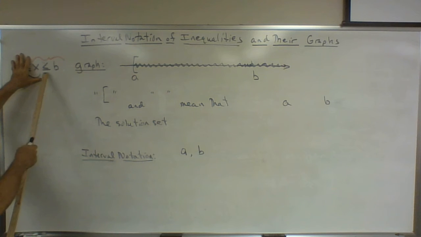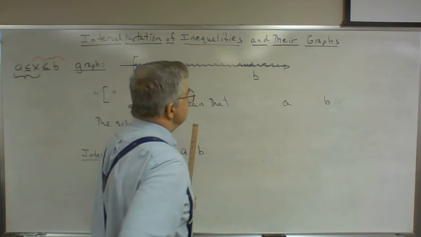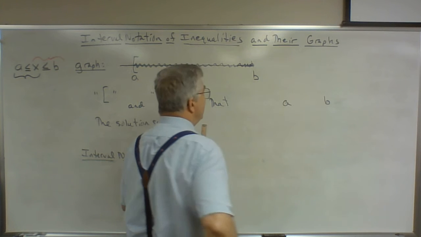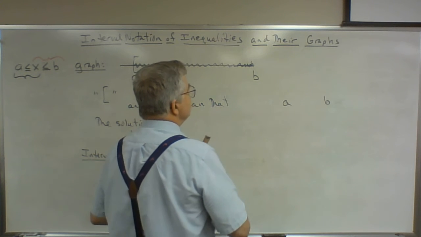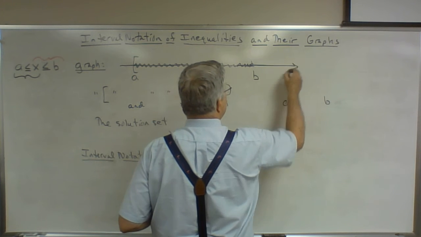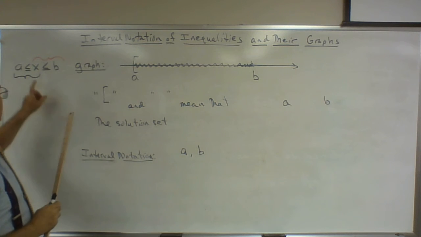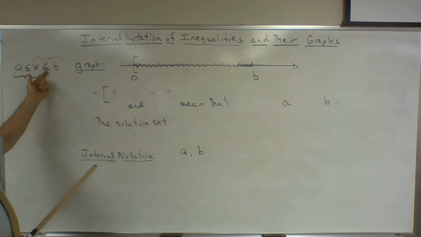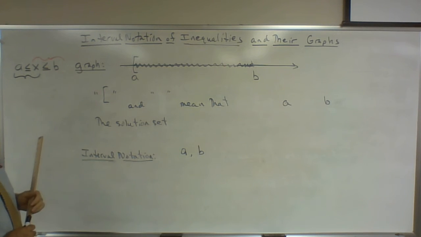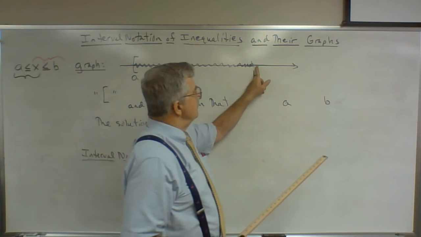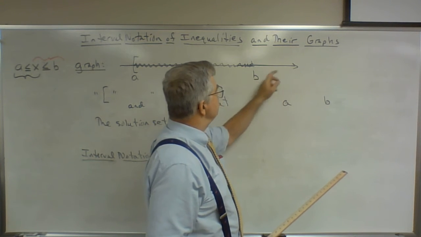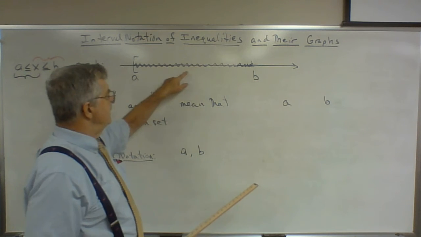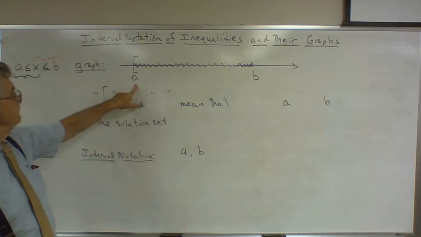This part says that x is less than or equal to b. So none of the real numbers on the number line that lie to the right of b are solutions. All of the solutions to this inequality have to lie to the left of b. X has to be less than or equal to b. So none of the number line that lies to the right of b is shaded, only that portion that lies to the left of b and to the right of a.